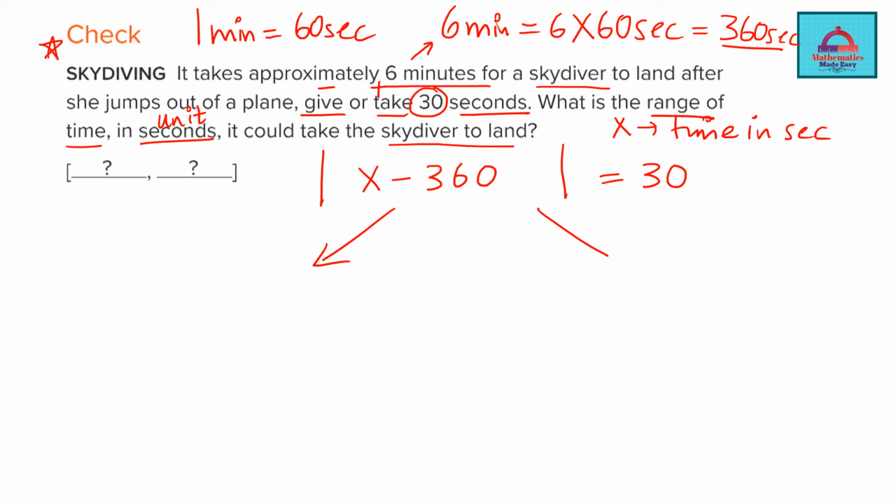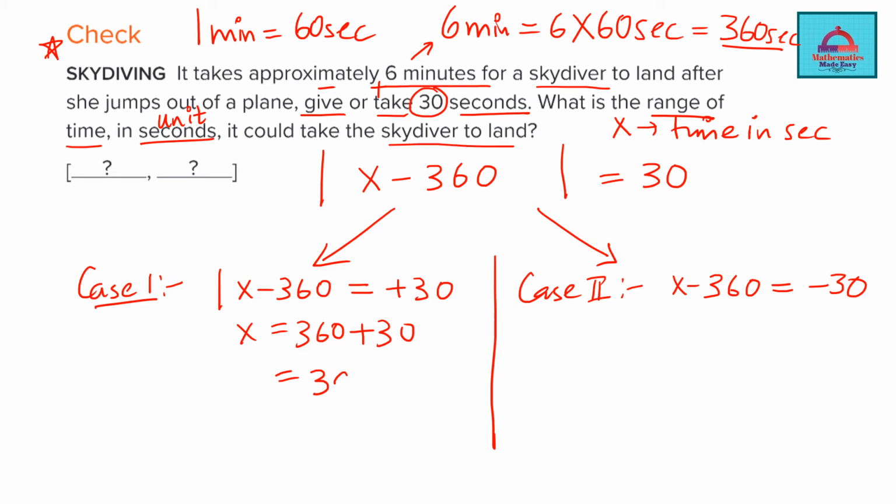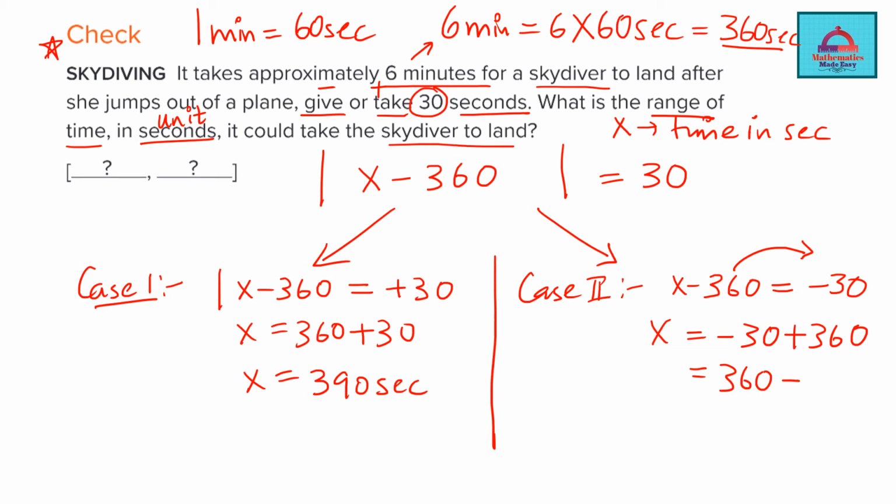Now you can solve it in two parts. Case 1, when the absolute value x minus 360 is equal to positive 30, and case 2, where x minus 360 is equal to minus 30. So solving, x will come out to be 360 plus 30. It goes on the other side, changes sign. So this is 390 seconds. And if you have negative, then this goes on the other side, becomes positive. So 360 minus 30, that will be 330 seconds.